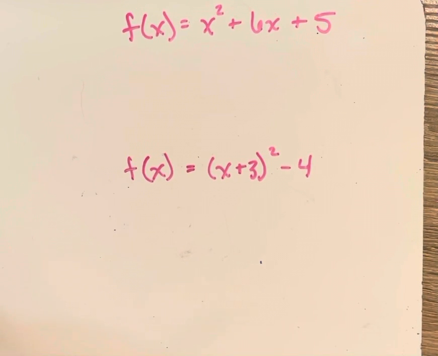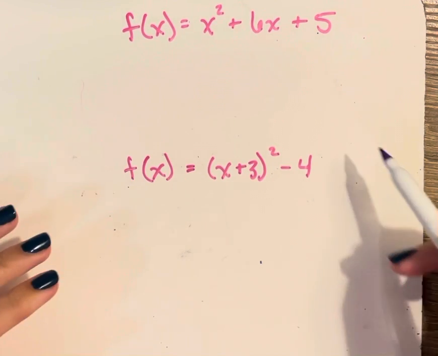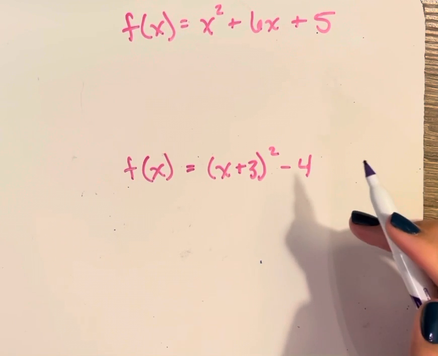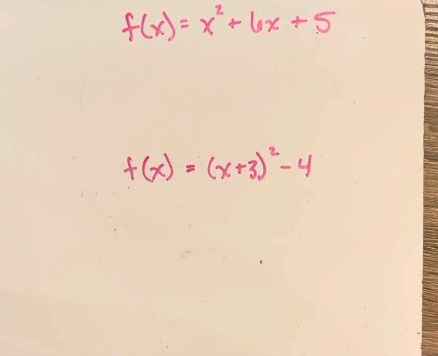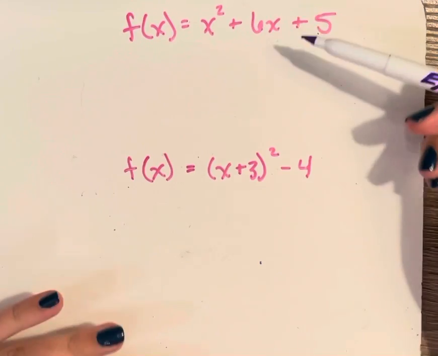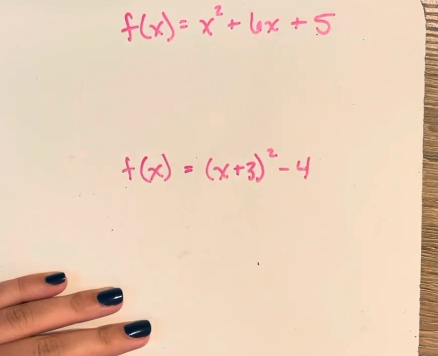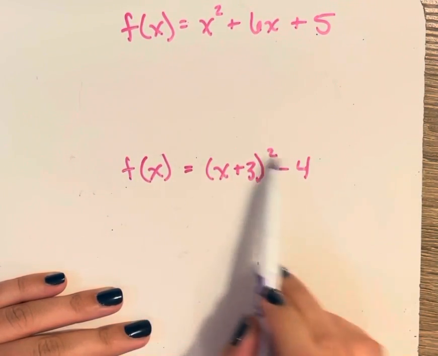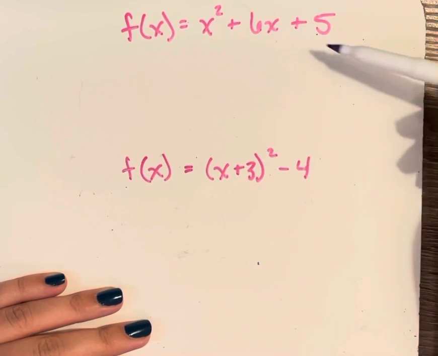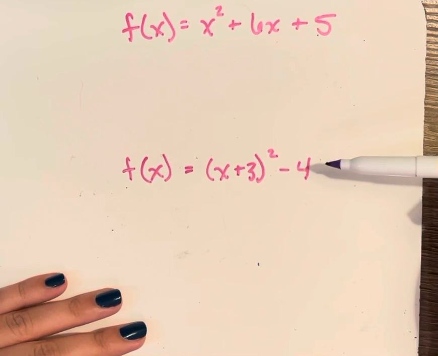Let's look at what happens when I try to determine the intercepts of this function. So I'm going to try and figure out what the y-intercept is, so where the parabola crosses or intersects the y-axis first. So this was the original equation from the previous video, and this is the equation in vertex form. So these are equivalent, they're just in different forms.